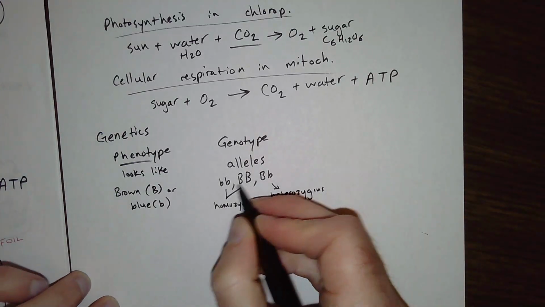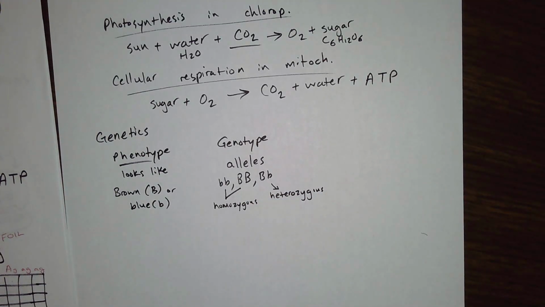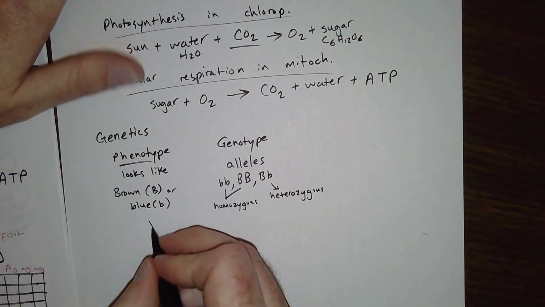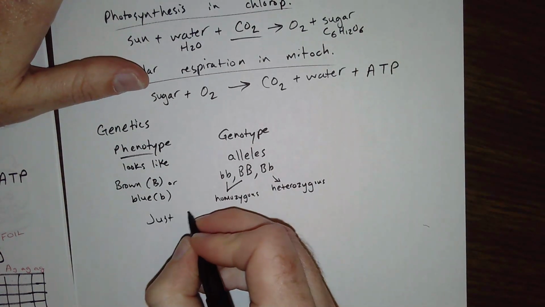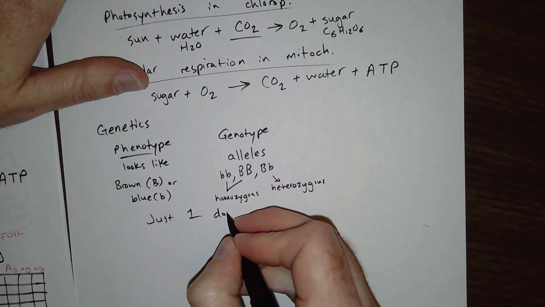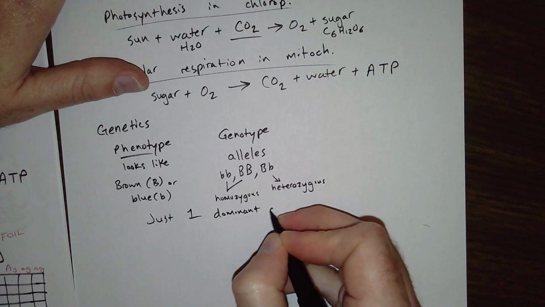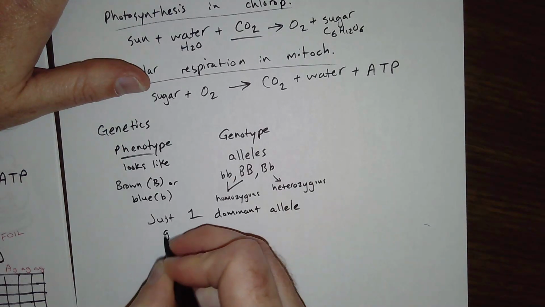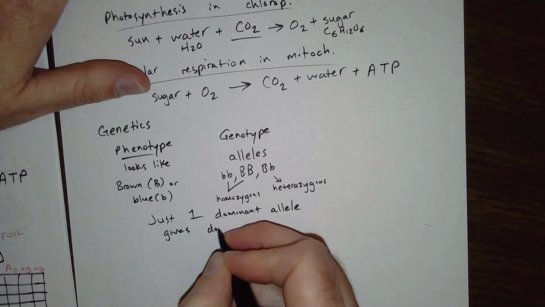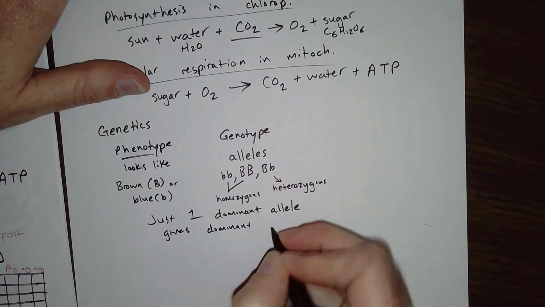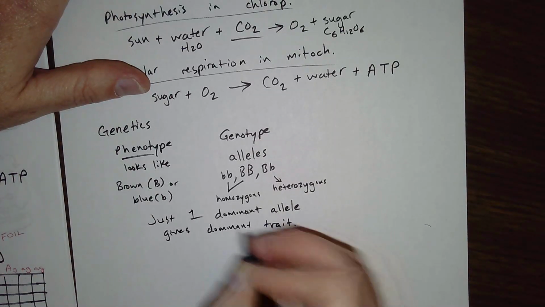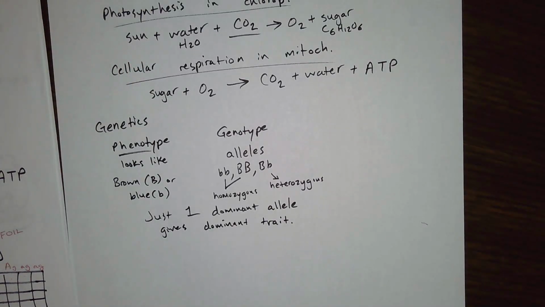Then we have dominant and recessive. Heterozygous is 1 of each. And then this is the big important idea. Just one dominant allele gives dominant trait. If you know that, everything else you can figure out. If you don't know that, it's hopeless.